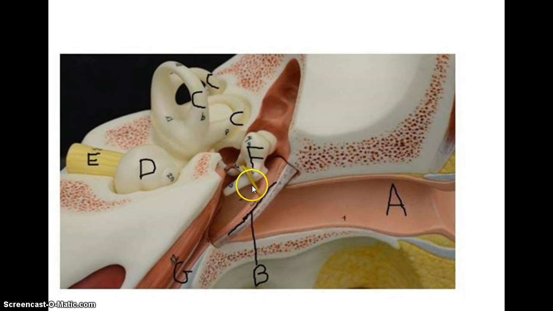So you have the malleus, the incus, and the stapes, all right in here. And again, as a group, they're called the auditory ossicles. They are bones, and there's a joint between those three bones. It also helps to focus and amplify the sound waves as we get towards the inner ear. Here you have the cochlea.